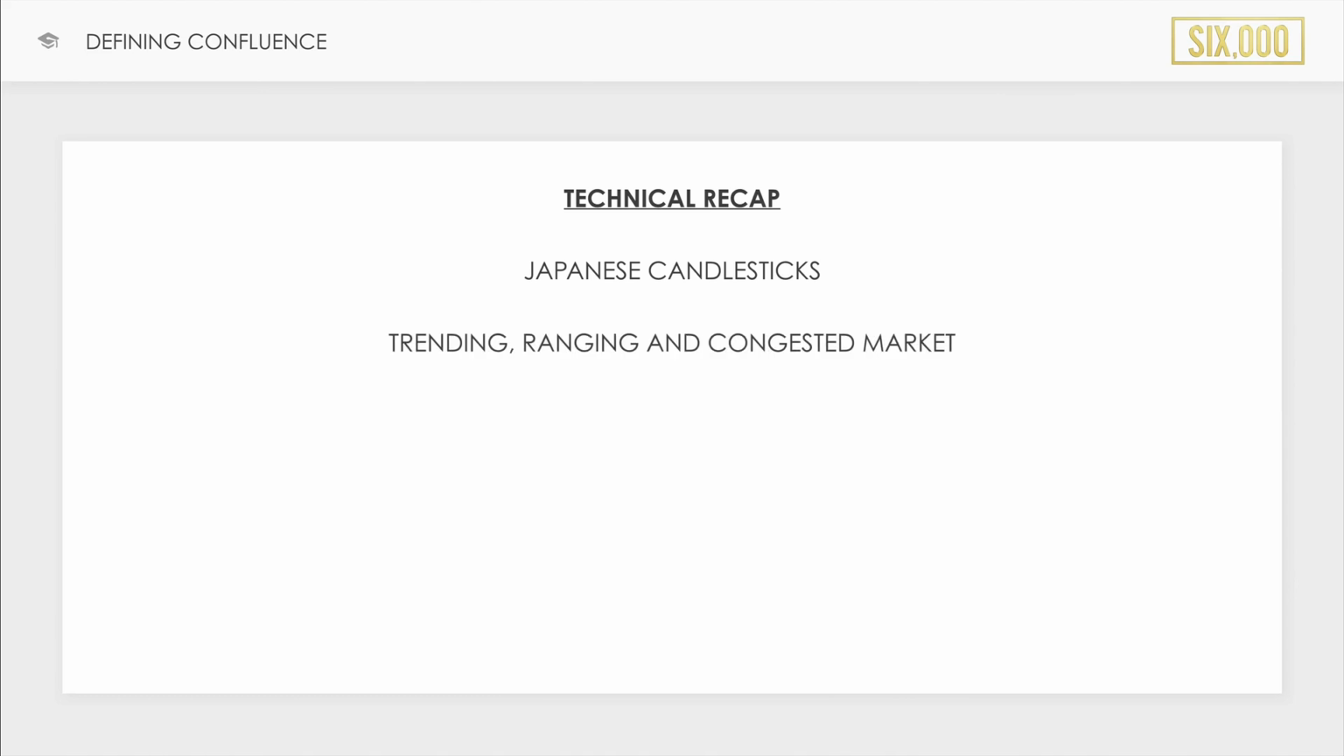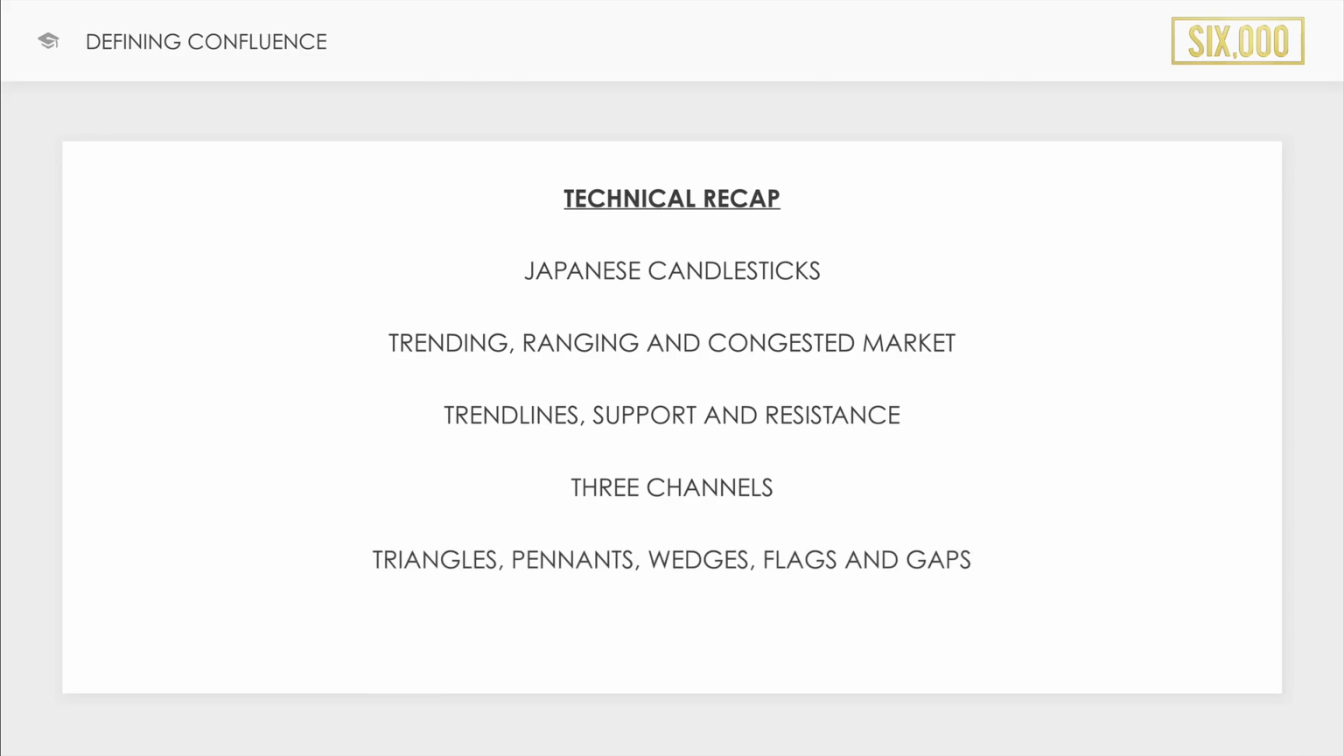We learned about the different types of markets. We have a trending market, ranging market, and congested market. We also learned in day 8 about trend lines, support and resistance, the 3 price channels. You've got ascending channels, descending channels, and horizontal channels, which are similar to a ranging market. In day 8 part 2, we went over triangles, pennants, wedges, flags, and price gaps. And finally, you learned 4 harmonic patterns.